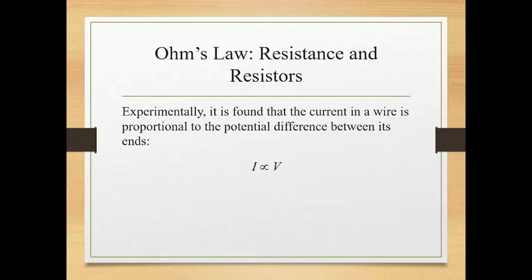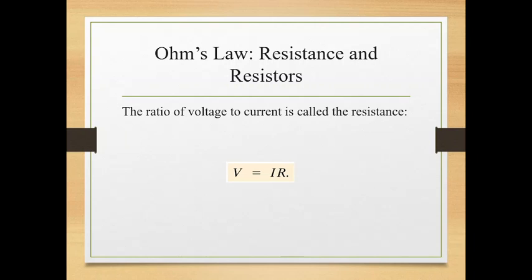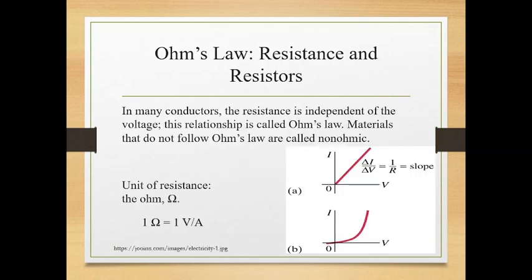Ohm's law, resistance and resistors. Experimentally, it is found that the current in a wire is proportional to the potential difference between its ends. The ratio of voltage to current is called the resistance. In many conductors, the resistance is independent of the voltage, and this relationship is called Ohm's law. Materials that do not follow Ohm's law are called non-ohmic.